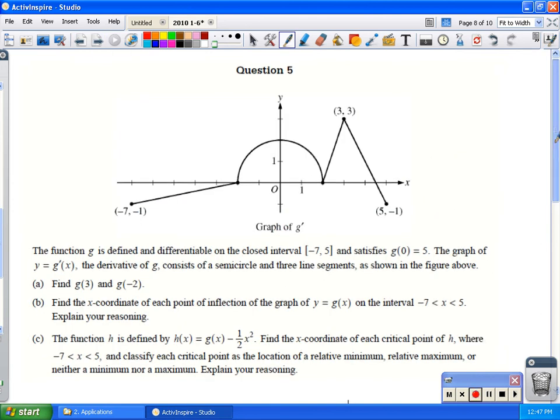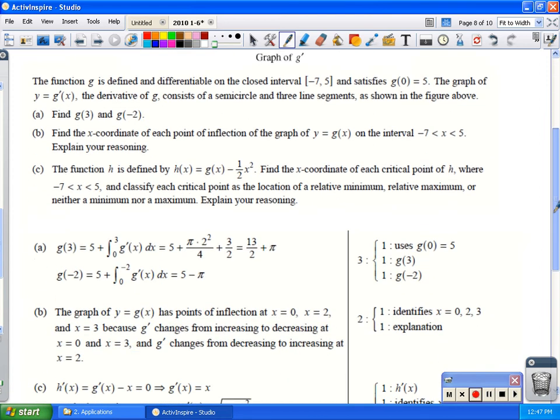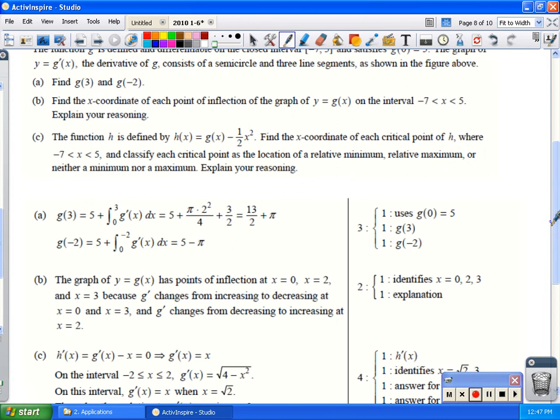Problem number 5. We've done this problem and done this problem and done this problem and done this problem. It's pretty basic until you get to the last part. Find g of 3 and g of negative 2. Well, here's the scoring guide. We know that for g of 3, you take the initial condition, you collect the area, and you do the same thing for g of negative 2. You're going to collect all that area using geometry.